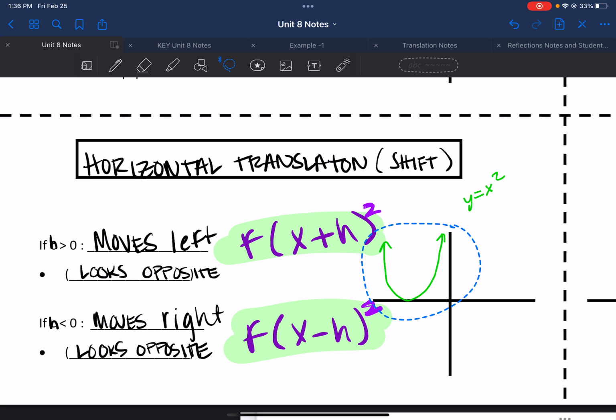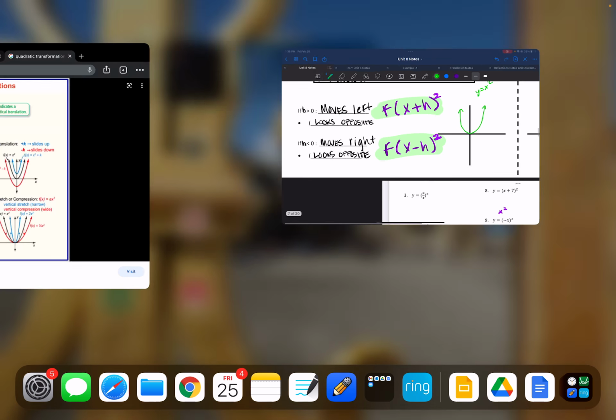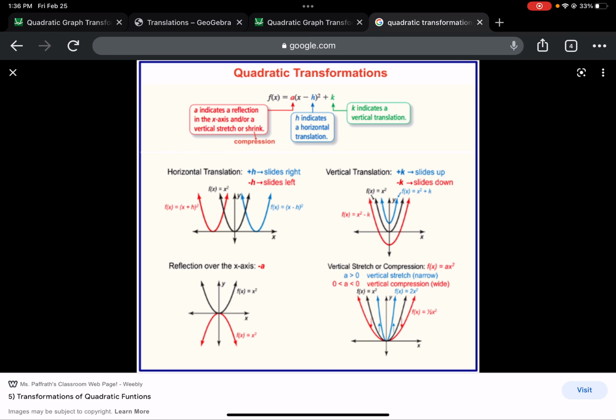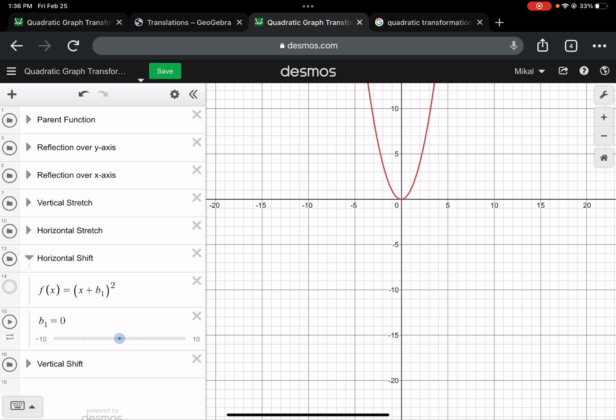Now let's say I'm not adding something, I'm actually subtracting something inside the parentheses. It's going to make it move right, right? Okay, so let's draw two examples of what that would look like. Actually, I can pull something up real quick so you guys can see. All right, so let's do horizontal shift. What I want you to notice is when I turn it on, that red one is the parent function.